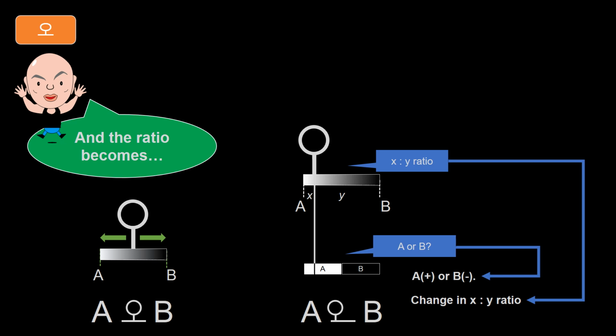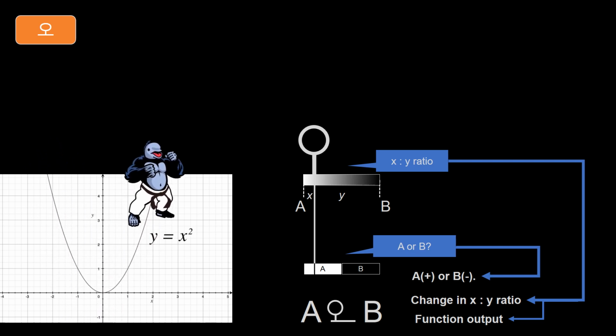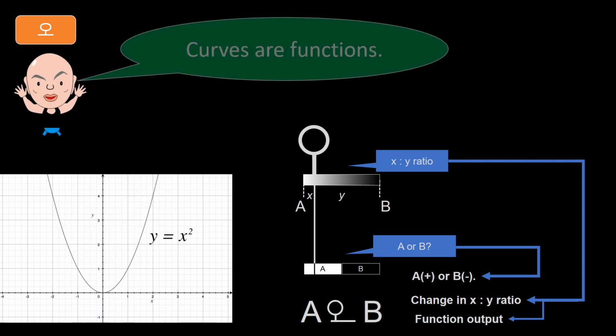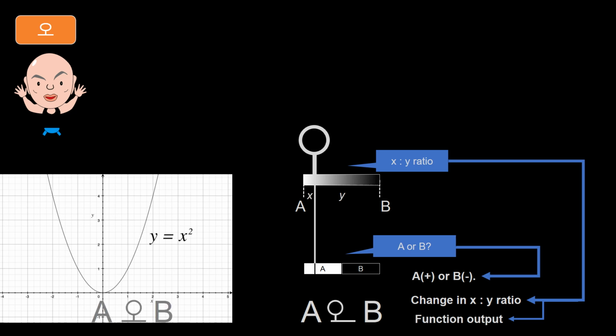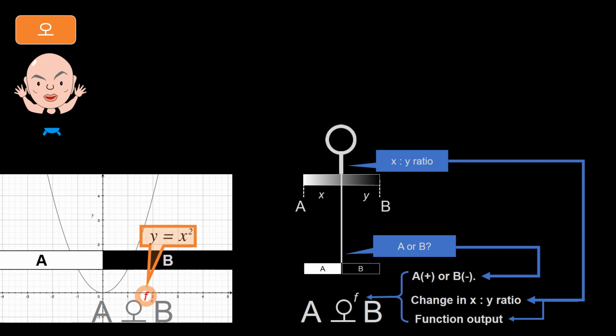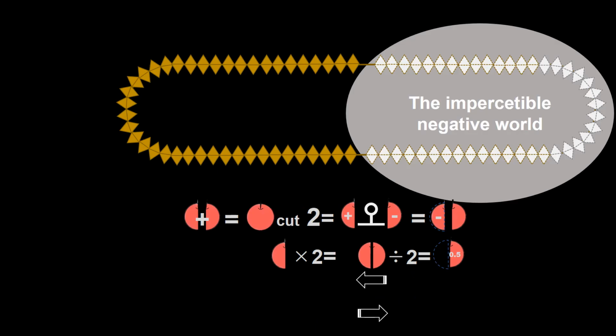Any entity that changes with time can be represented by a curve. For example, y is x squared. Curves are functions. This arithmetic is a calculation that overlaps the 2, since the function is output from the a and b decisions and the time-varying curve of the gradient. If you put an f on the shoulder of the operator, it becomes a superposition equation.